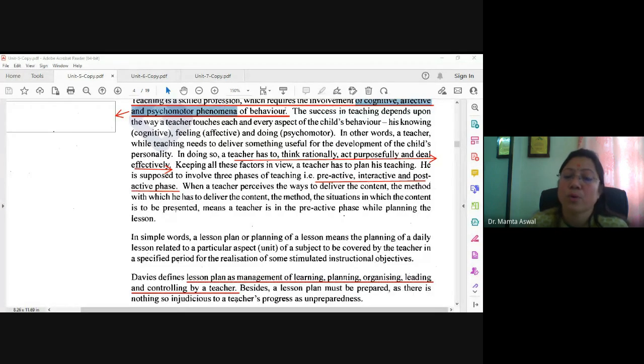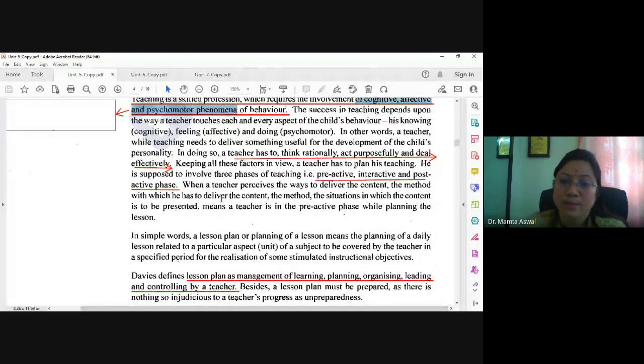What went wrong? What should I do? What should I not do? Was I able to fulfill my objectives or not? Whatever objectives the teacher has set or decided, were they fulfilled or not? So that is the time. The post-active phase is the time when the teacher analyzes his teaching.